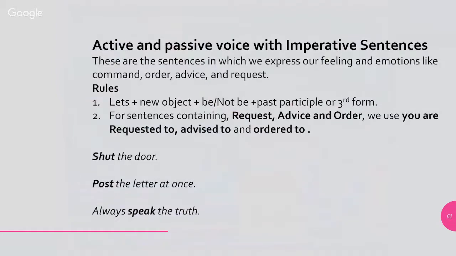Active and passive with imperative sentences. These are sentences in which we express our feelings and emotions like command, order, advice, request, etc. Rules: Let plus new object plus be or not be plus past participle, or the third form of the verb. For sentences containing request, advice, and order, we use you are requested to, or you are advised to, or you are ordered to.